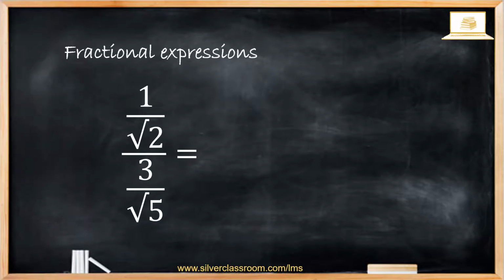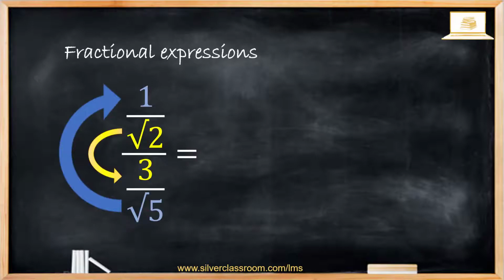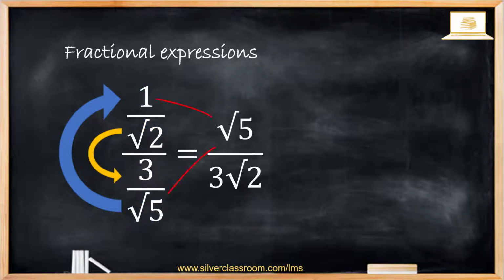When there is a fraction over another fraction and we need to simplify it, we multiply the extremes and place it as a numerator. In this case, the square root of 5 times 1 equals the square root of 5, and then we multiply the middles to obtain the denominator. In this case, it is 3 times the square root of 2.